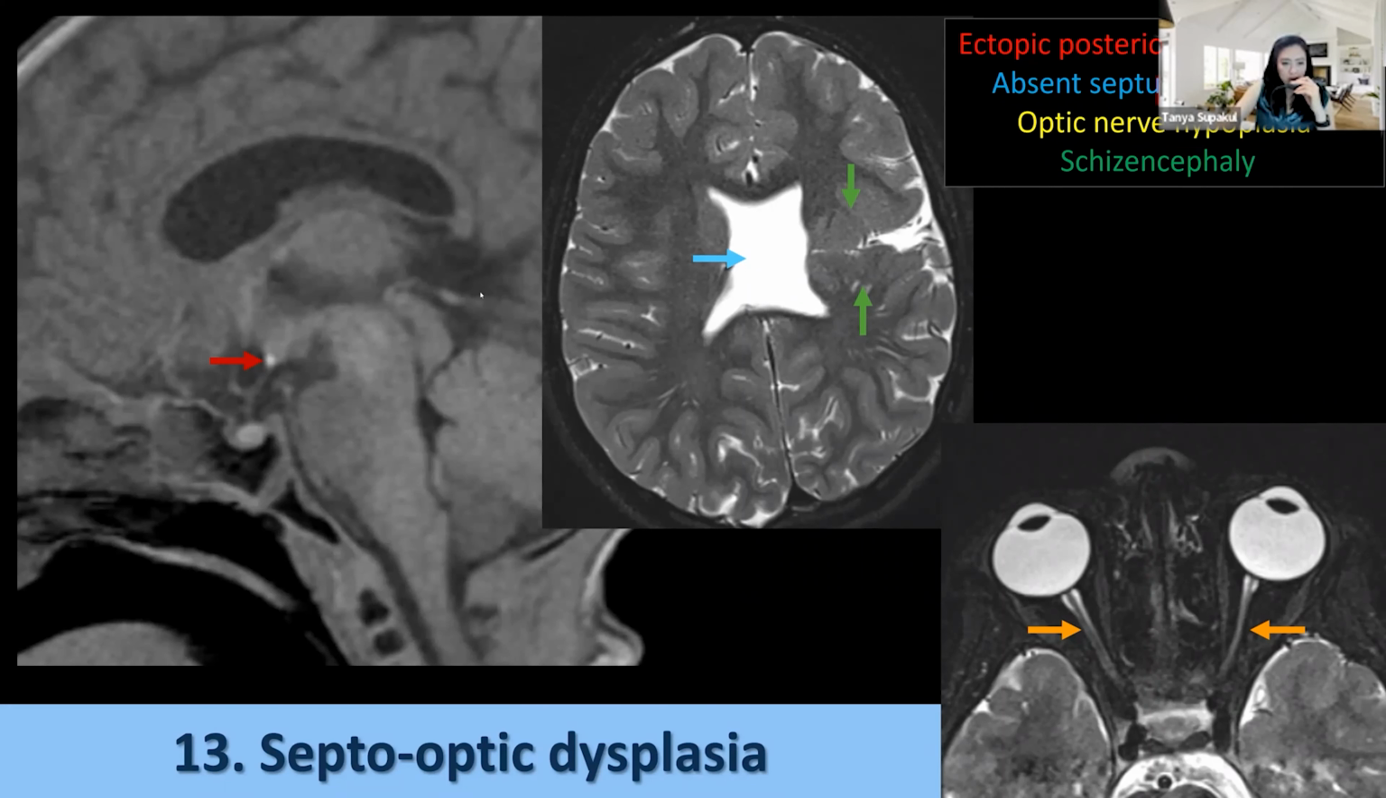So that's why I said sagittal T1 is quite important, because when you see some ectopic location of the posterior gland, you need to check for any other associated findings to give the diagnosis.